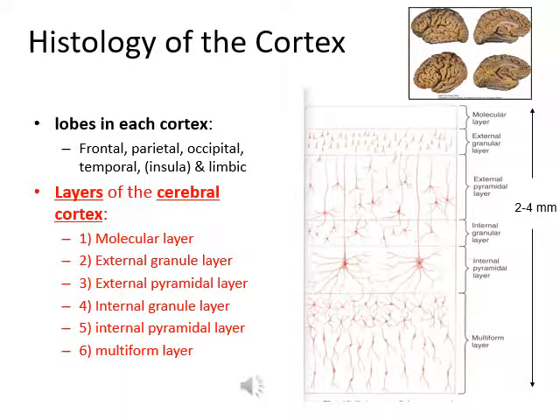If you look at the picture on the right side, you can see the cerebral cortex is about 2 to 4 millimeters thick, and it includes 6 layers. From superficial to deep, you have the molecular layer, external granular layer, external pyramidal layer, internal granular layer, internal pyramidal layer, and the multiform layer.